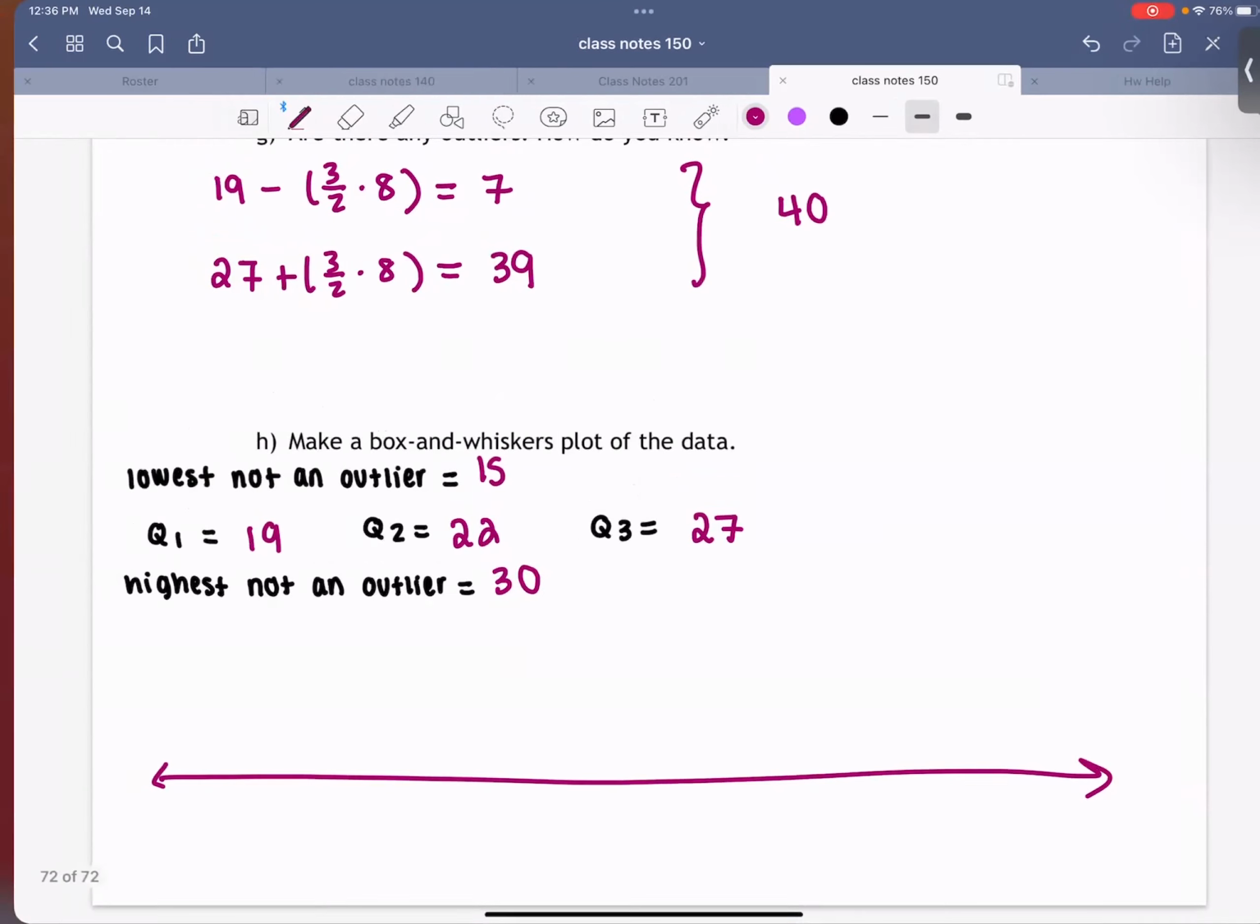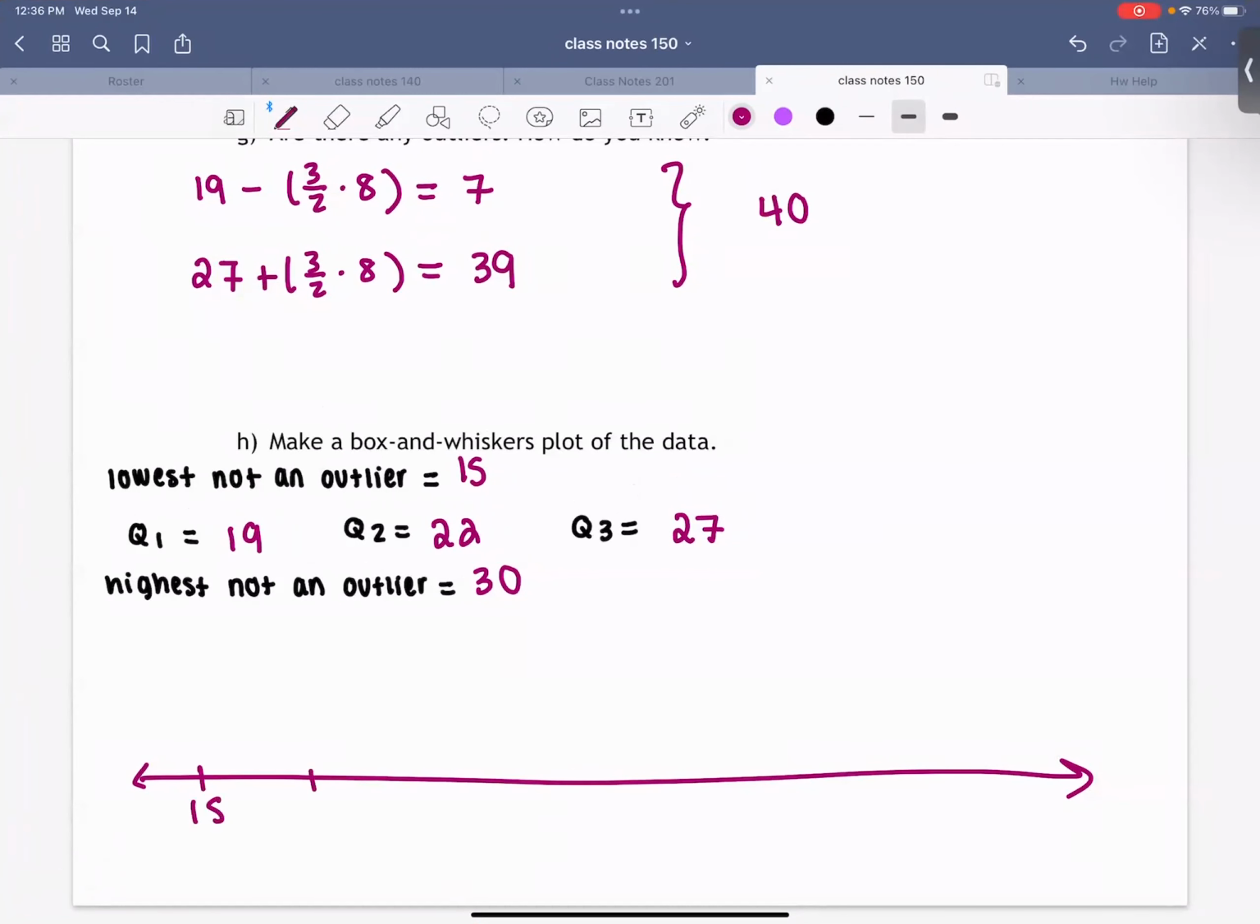Okay. So when we make our number line, you don't need to start at 0. If you do, that's fine. I started at 15 and I went by 5s until I hit 40. Okay, because, well, the highest number is the outlier, which is 40. The lowest number is 15. Okay, I drew my star at 40. I drew my lines 15, 19, 22, 27, and 30. I connected my whiskers first, and then I finished the box with the last 3 lines.